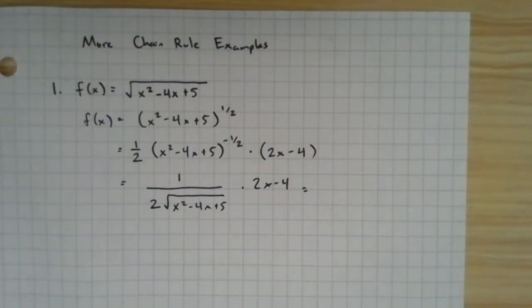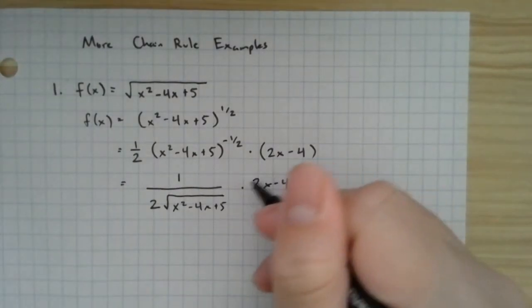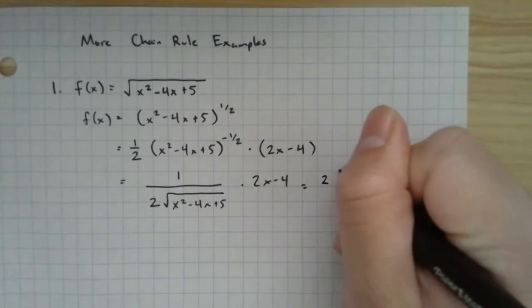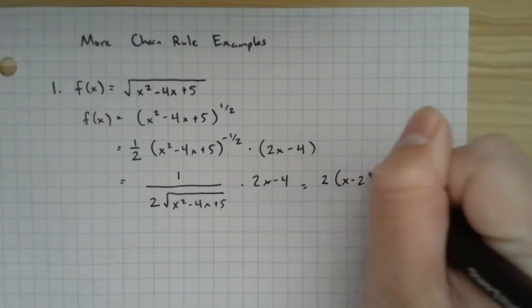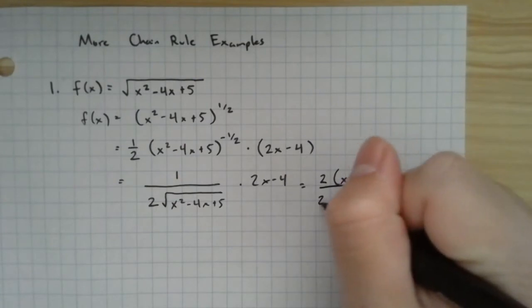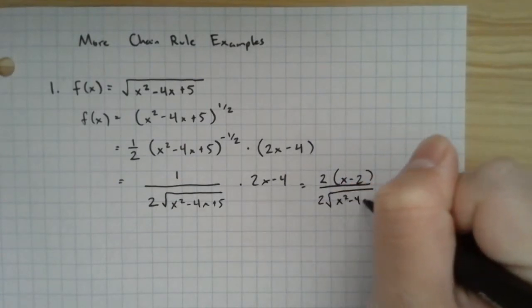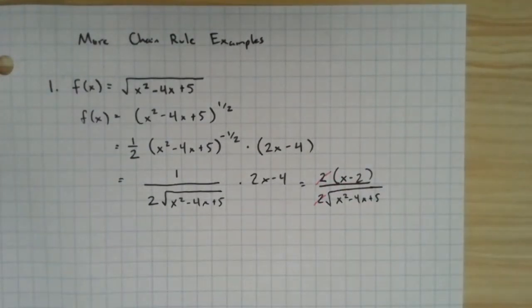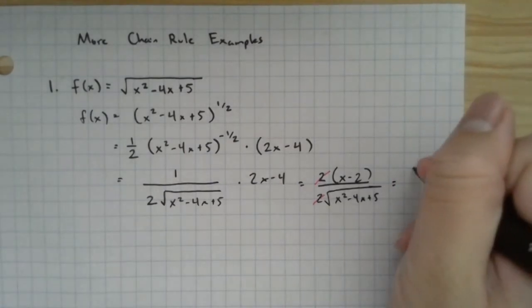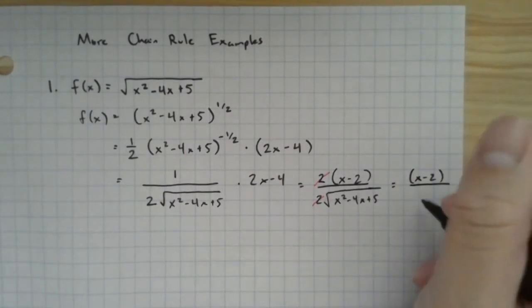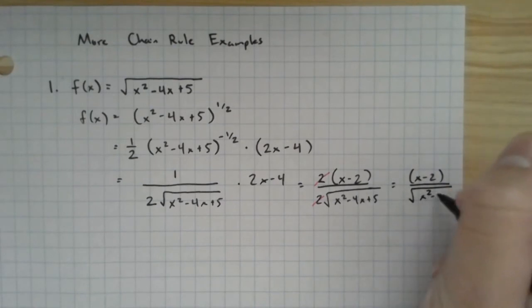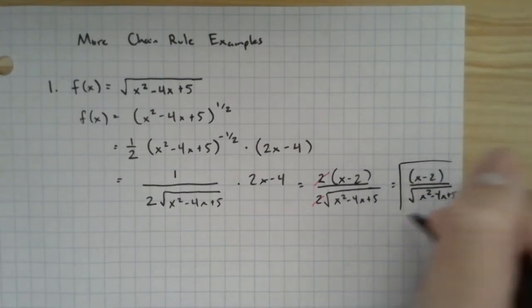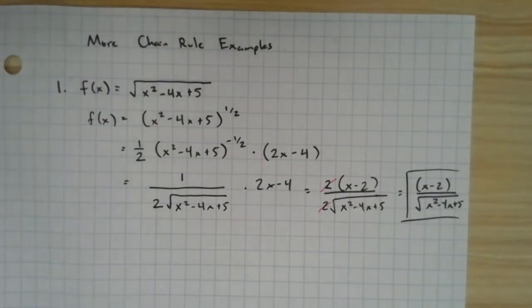And so then I think I'm seeing the 2, well, for the 2x minus 4, this guy right here, you can factor out a 2. So then this will be 2 times x minus 2 over 2 radical x squared minus 4x plus 5. The 2's will cancel, and so then your final answer will be parentheses x minus 2 over radical x squared minus 4x plus 5. Okay, so there's the derivative.